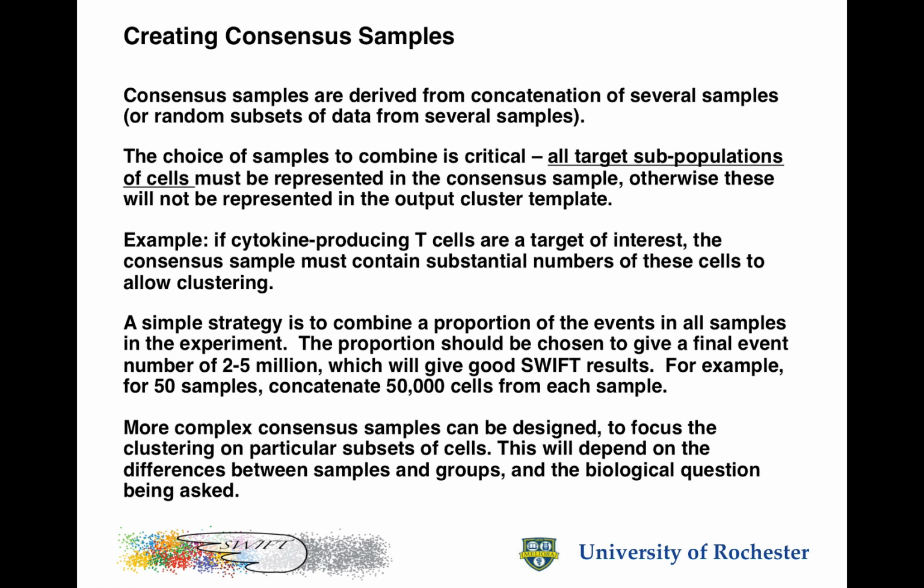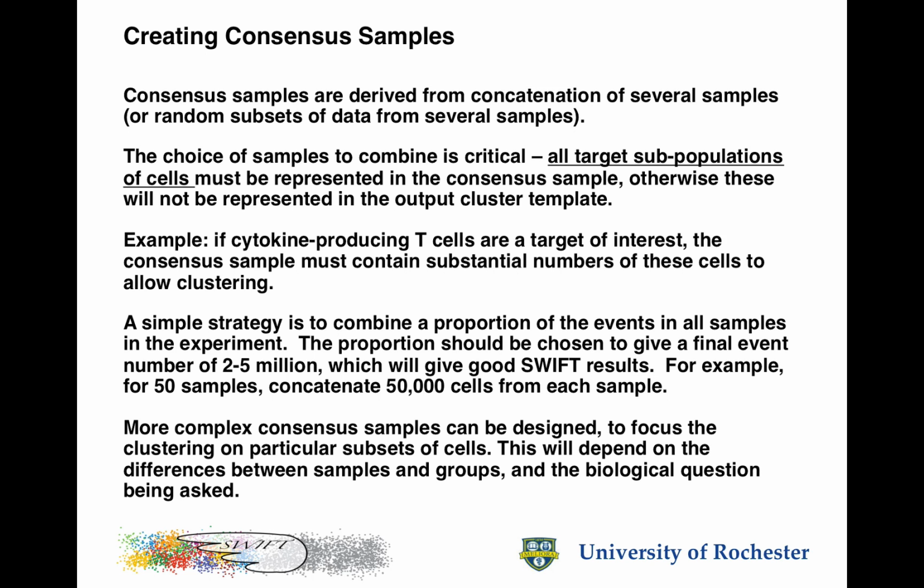So the consensus samples are an important component of this procedure. Consensus samples are derived from concatenation of multiple samples, or if the number of samples that we'd like to select from is too large, we can take random subsets of data. We can downsample from a large number of initial FCS samples. It's very important to get this correct.